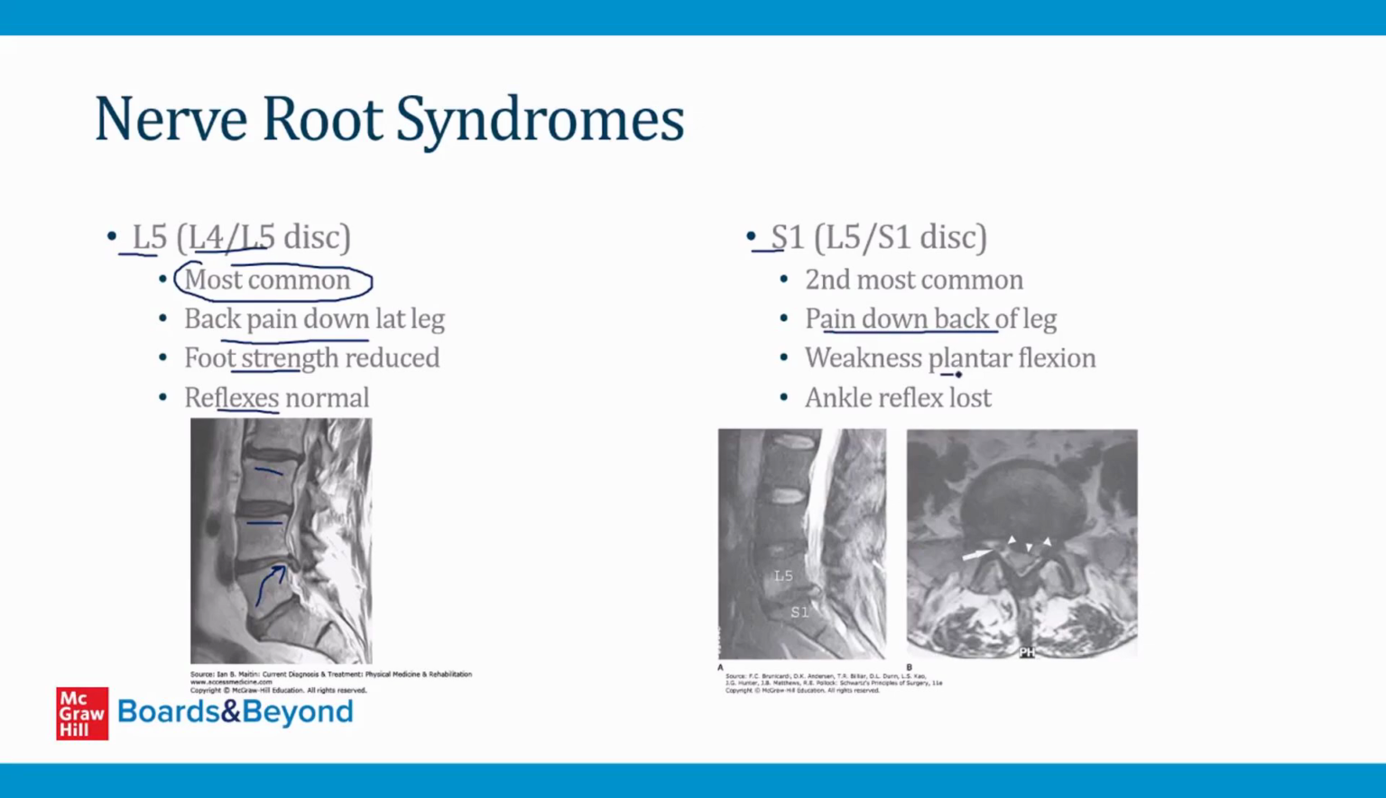There will be weakness of plantar flexion and the ankle reflex will be lost. So this is the second most common nerve root syndrome and another one you want to be familiar with. The lumbar region of the spine, where you have L5 and S1, has a lot of stress on it, and therefore this is where you most commonly see herniated discs and breakdown of the vertebrae.